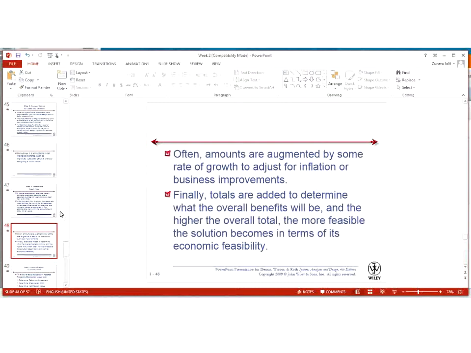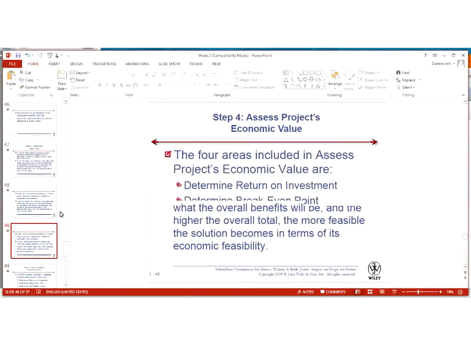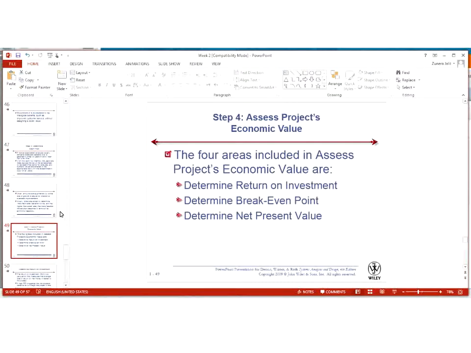Finally, totals are added to determine what the overall benefits will be, and the higher the overall total, the more feasible the solution becomes in terms of economic feasibility. So this is one of the analysis techniques. Then you assess the project's economic value. So what is the economic value of this project? What is the total worth of this project economically?